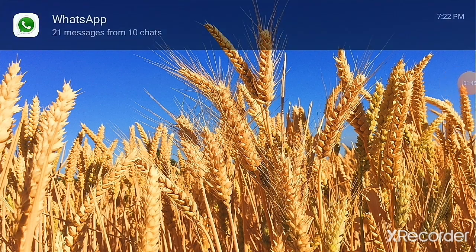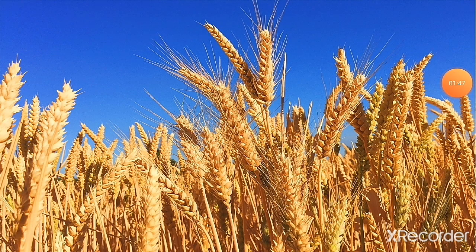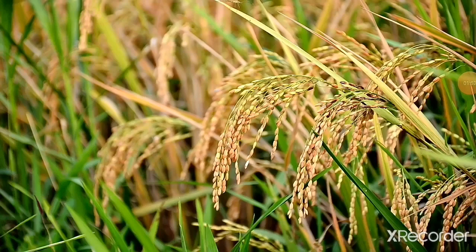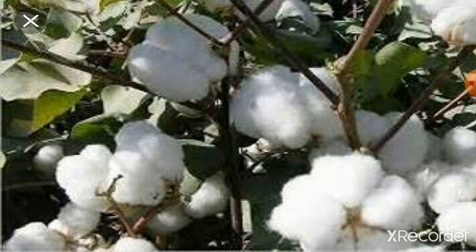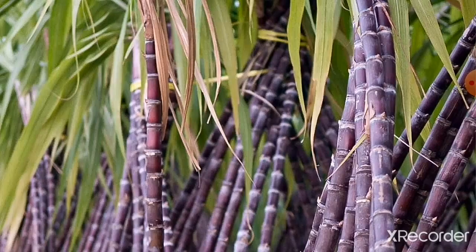Crops growing in this region are wheat, rice, cotton, sugarcane and pulses.